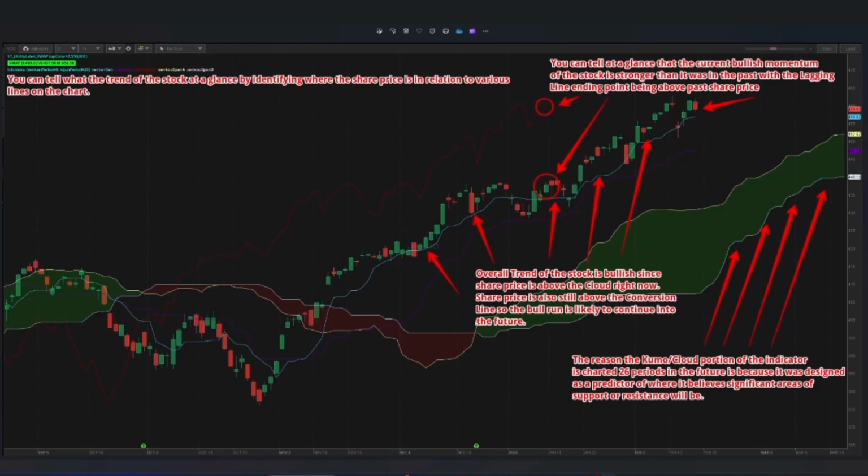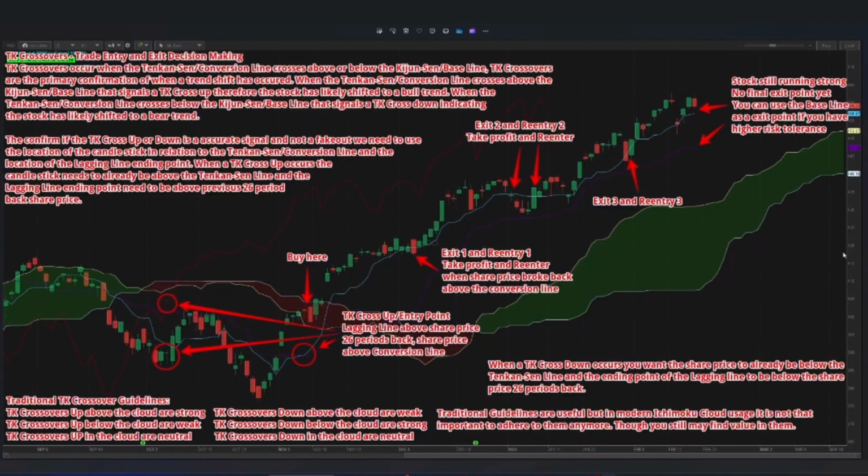The overall trend of the stock is bullish because share price is already above the cloud after a break above the cloud here and is still above the cloud at present here. And the pushed cloud portion, that's 26 periods into the future, is going to be where the cloud is predicting significant levels of support and resistance are going to be in the future.